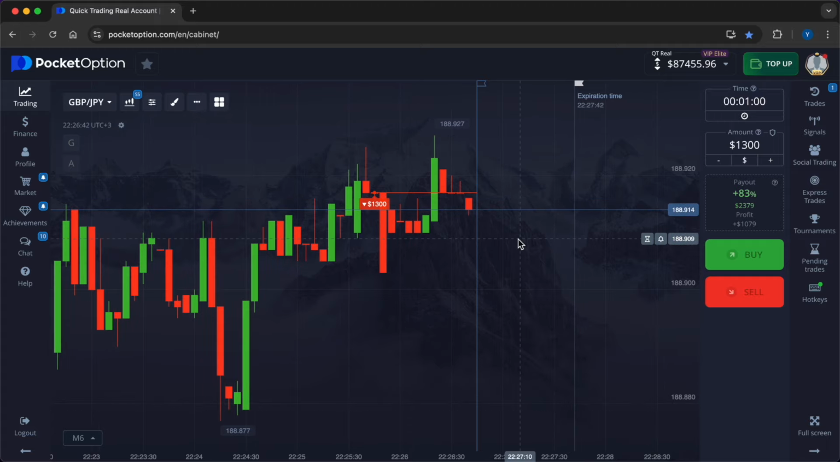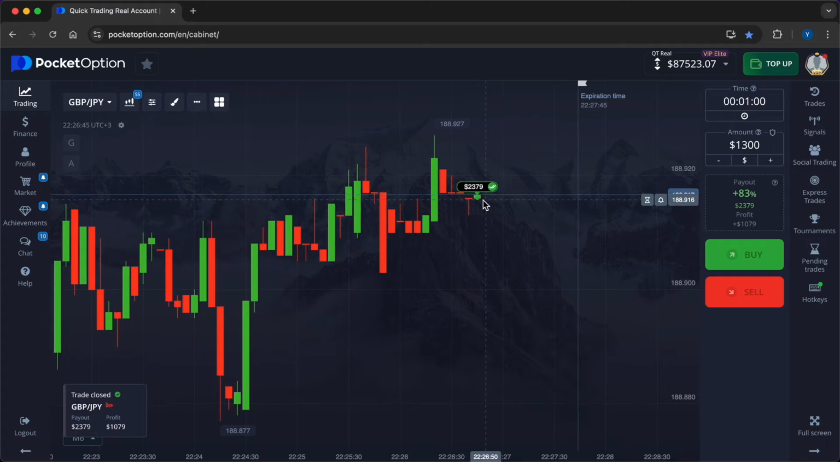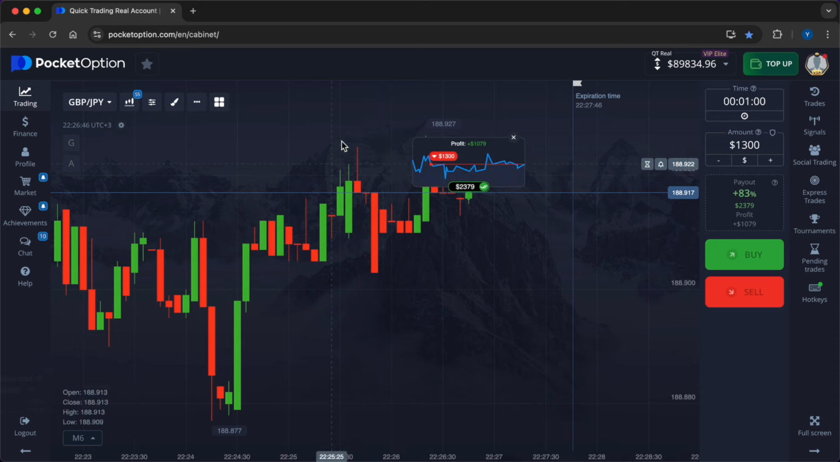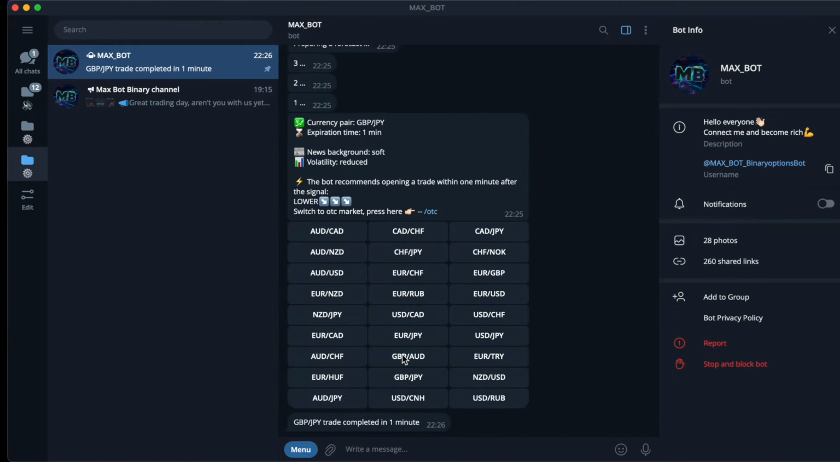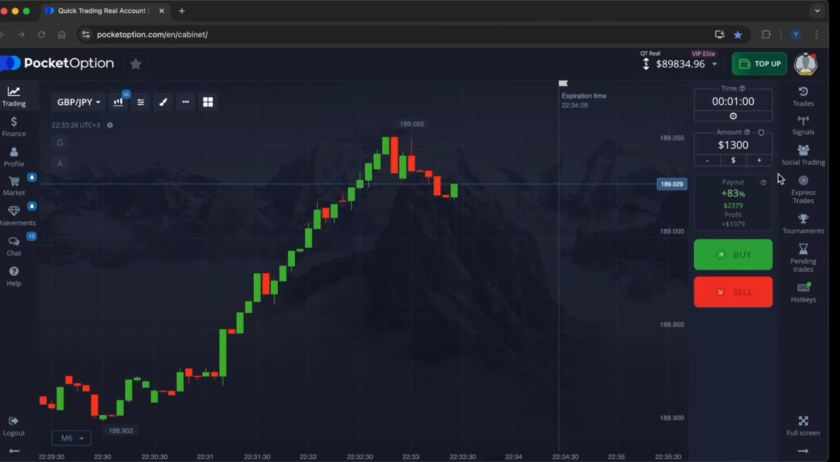In the meantime, I'm taking profits again, thanks to the clever robot. Step by step, I'm moving towards a really big deposit boost to the sky.